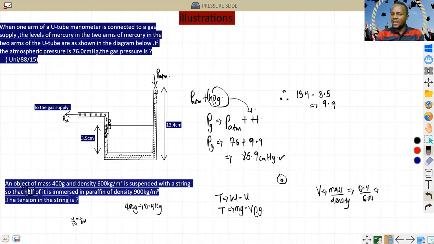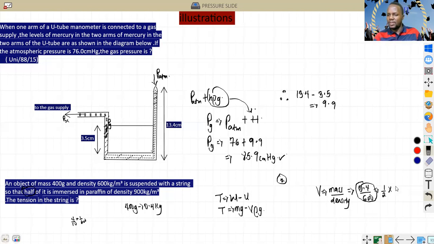The question says half of the volume, and that is the technicality. So we can say half of the answer we have here. It's the same thing. Why am I doing that? Because I told you when I was doing the concept video that we follow the line of the question.